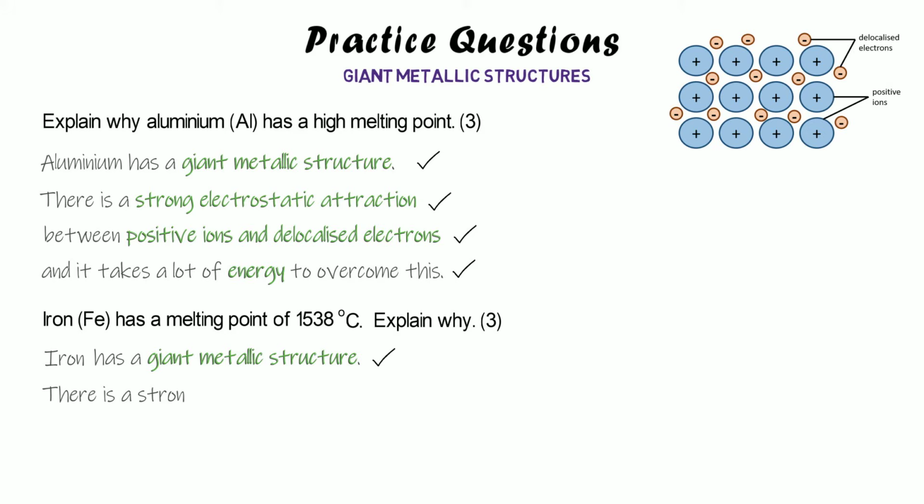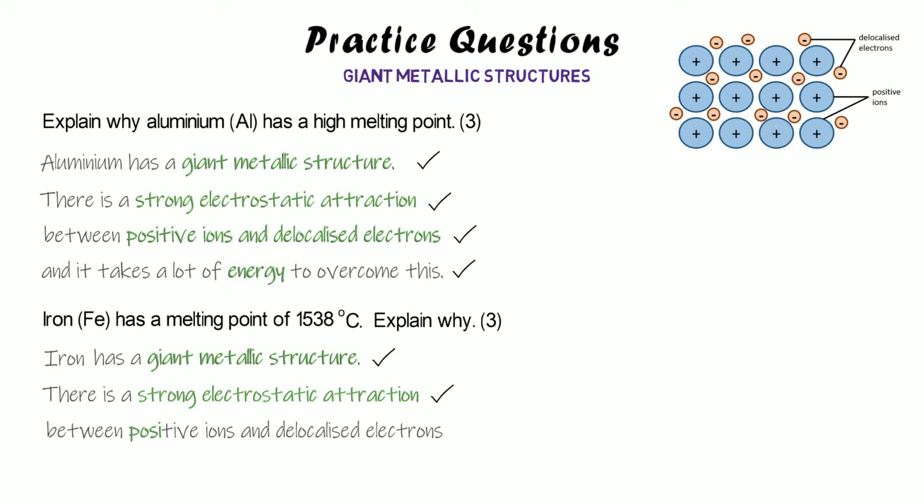Iron has a giant metallic structure too, because it's a metal. And that means there's a strong electrostatic attraction. Again, it's between positive ions and delocalized electrons. Because the electrostatic attraction is strong, it's going to take a lot of energy to overcome it. So we could have a 3-mark question, we could have a 4-mark question. If it's a 3-mark question, you might just miss out one of those marking points, or they might be able to give it to you for both of them.